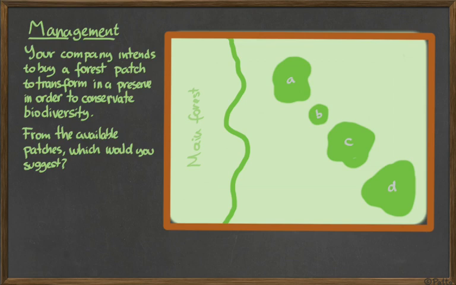If you answered forest D, you probably thought, yes, it's the biggest one. Bigger is better. So that's good advice. Bigger forests are usually good. However, forest A is smaller than forest D, but not much smaller, and it's reasonably closer to the main forest. So probably forest A will have a bigger biodiversity than forest D. So a good piece of advice here would be to invest in buying forest A.